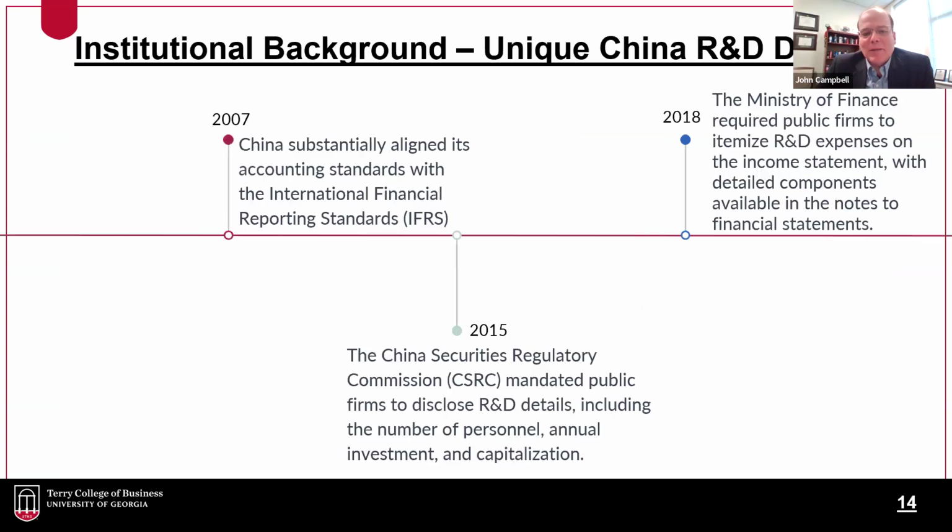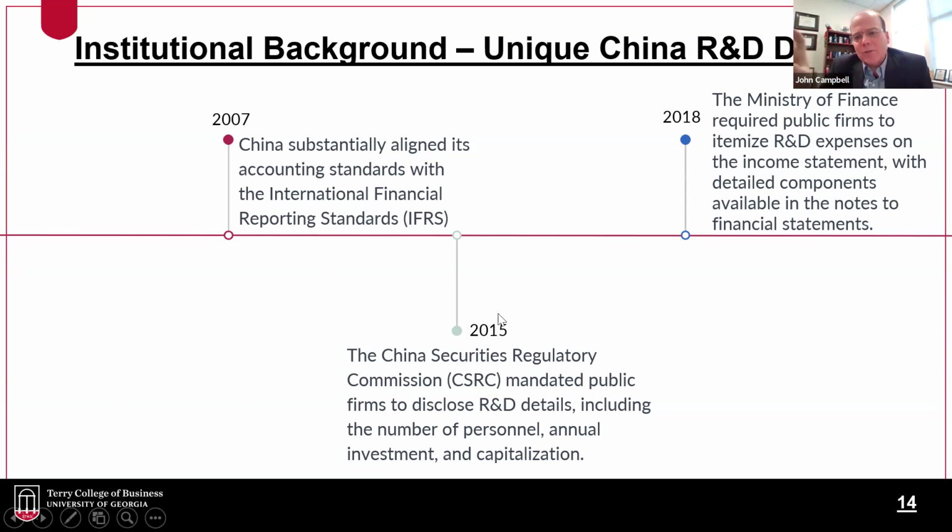I think we've talked about some of this already. But what makes the Chinese setting interesting, this is a timeline here, is that in 2007 they largely converged with IFRS. In 2015, there are actually two different disclosure mandates. In 2015, their version of the SEC mandated that public firms disclose the R&D details in terms of what's capitalized versus expensed, and the number of employees working on it, in the MD&A section, which is the part that the SEC regulators would have some sort of oversight over.